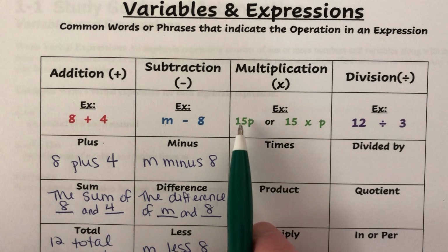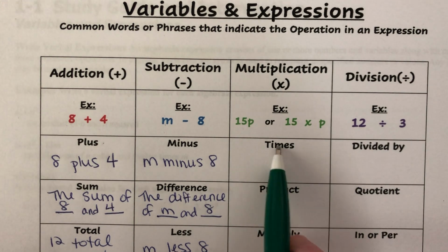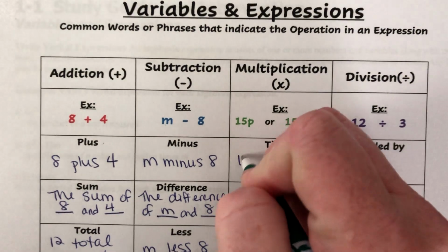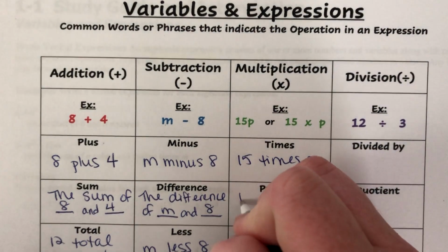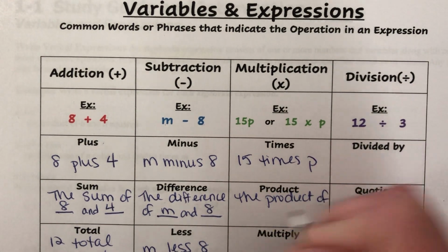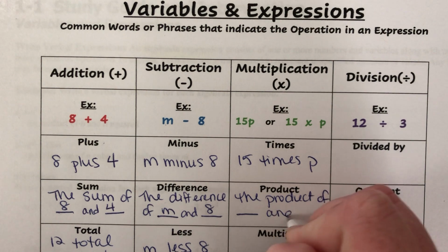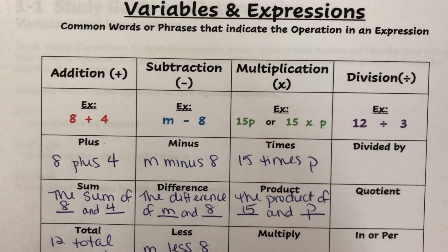Okay, so here's an example. I have 15p, or you could write it with the little, it looks like an X in between. It times, so we could say 15 times p. The product of, and then you list whatever those terms are. The product of 15 and p. You don't say the product of 15 times p. Once you've said product, we already know you're multiplying, so you do not say it again.